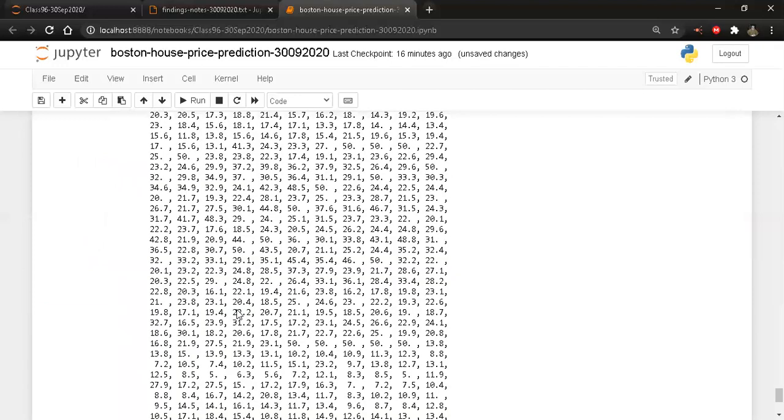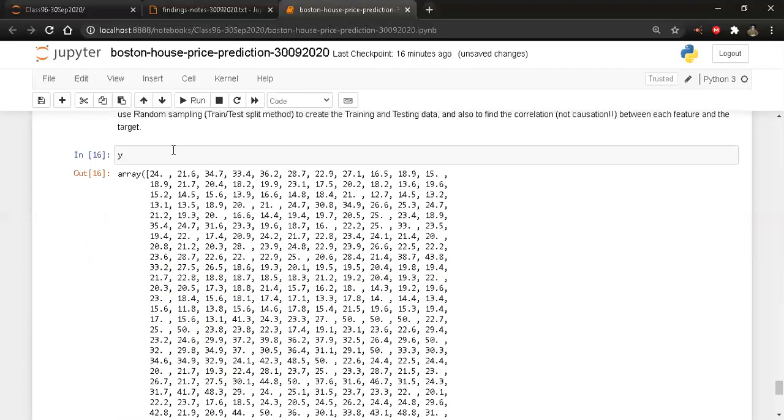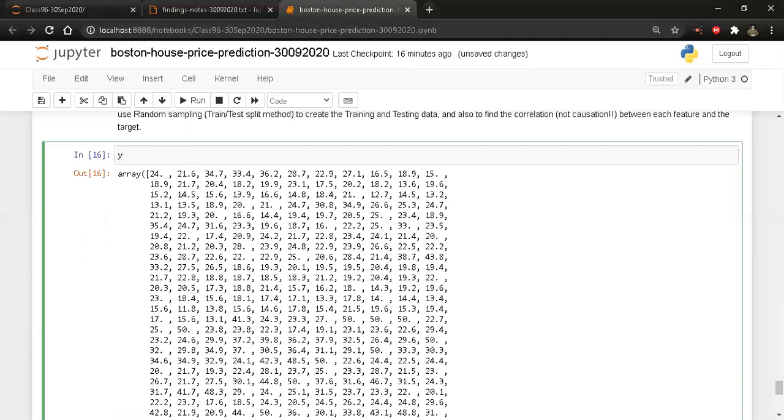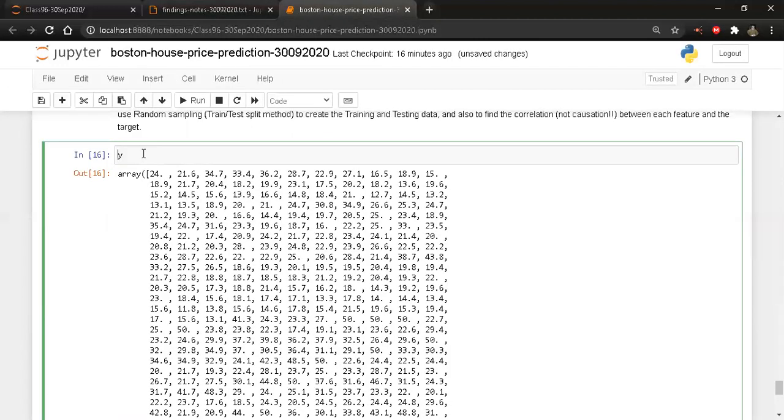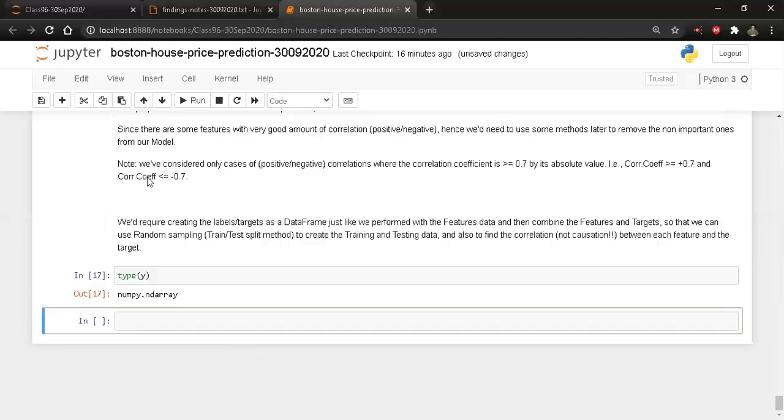So I have y. This is actually the price of the house. I think the price of the house is in thousands of US dollars. Let's see. Yeah, it is USD thousands, the median value of homes in USD thousand. That's what we are trying to predict. And this, if I'm not wrong, should be an array. Yeah, it's a NumPy array.